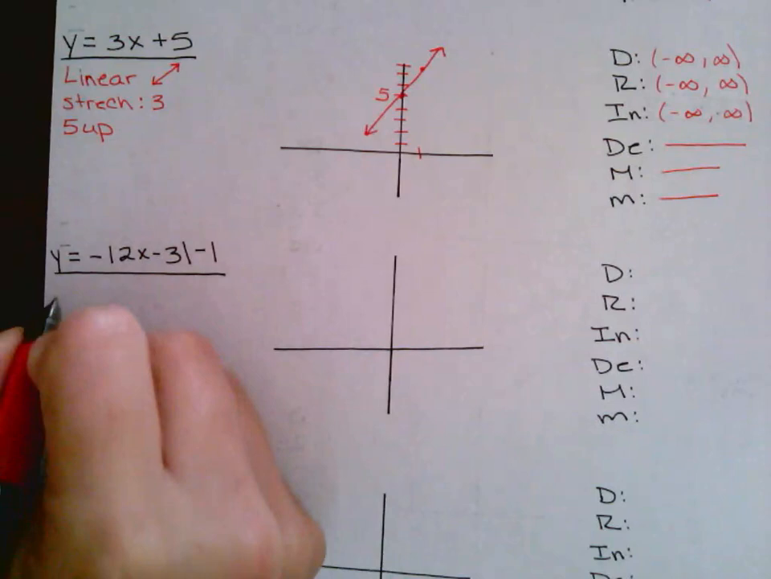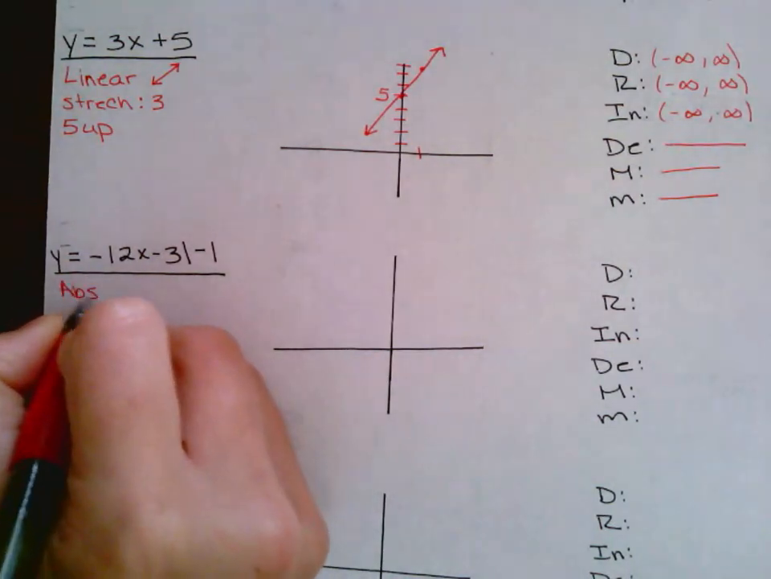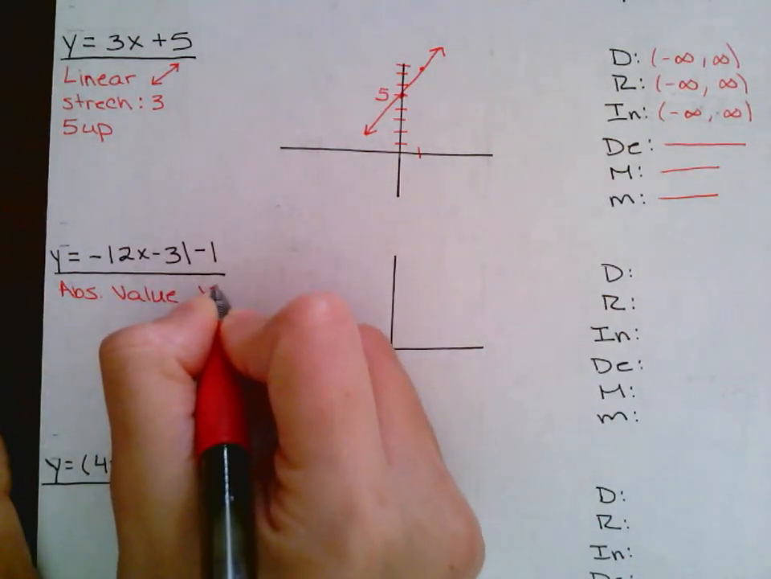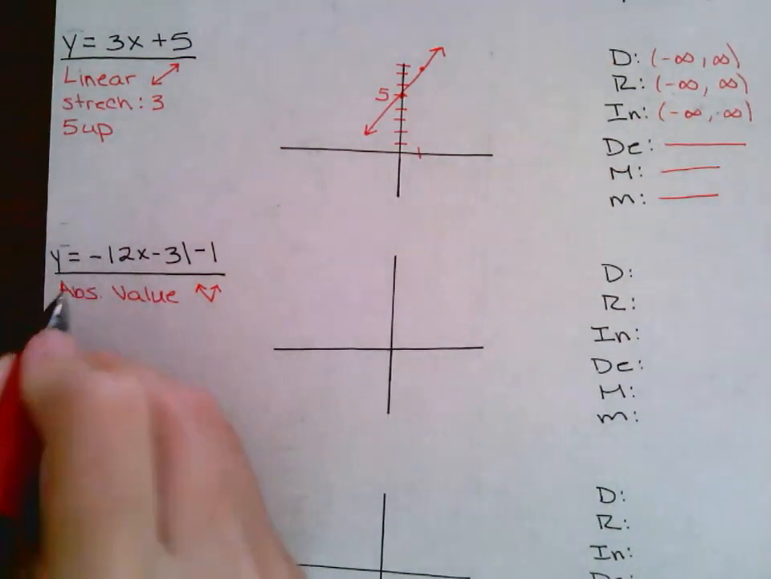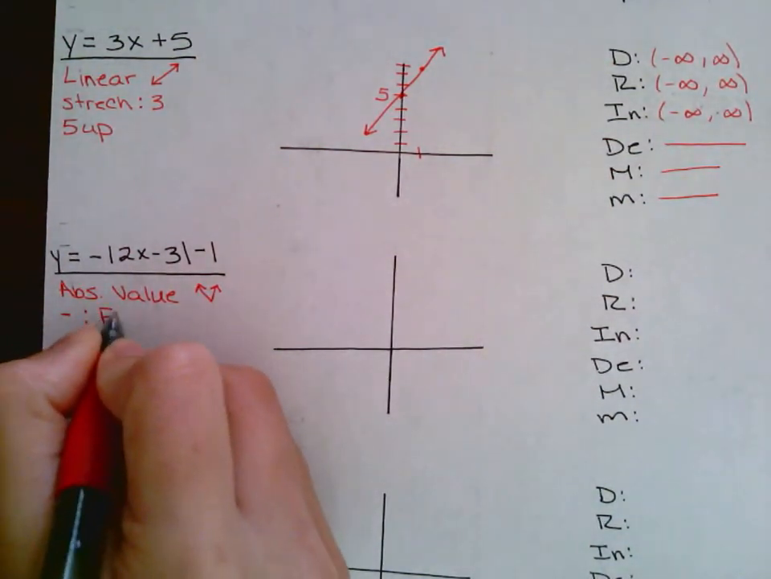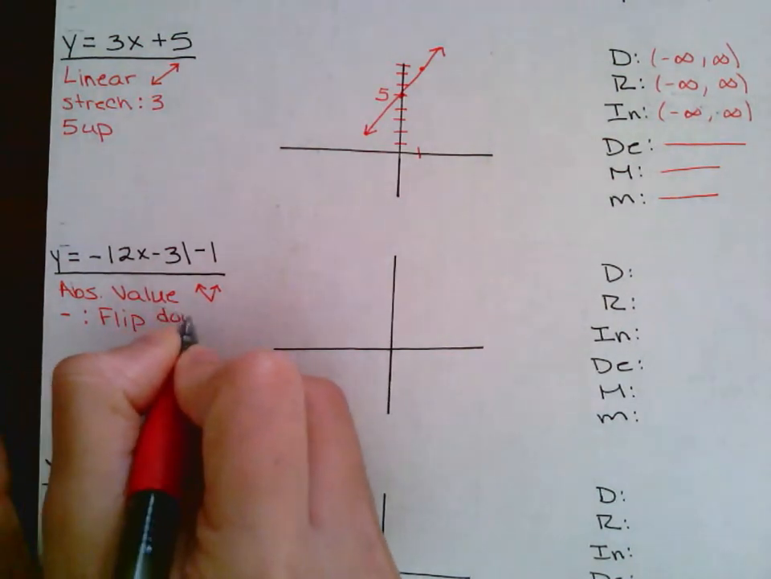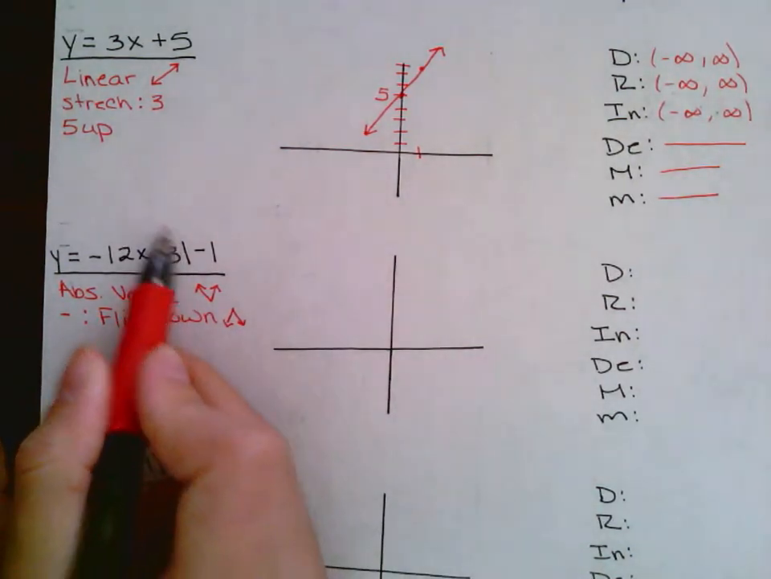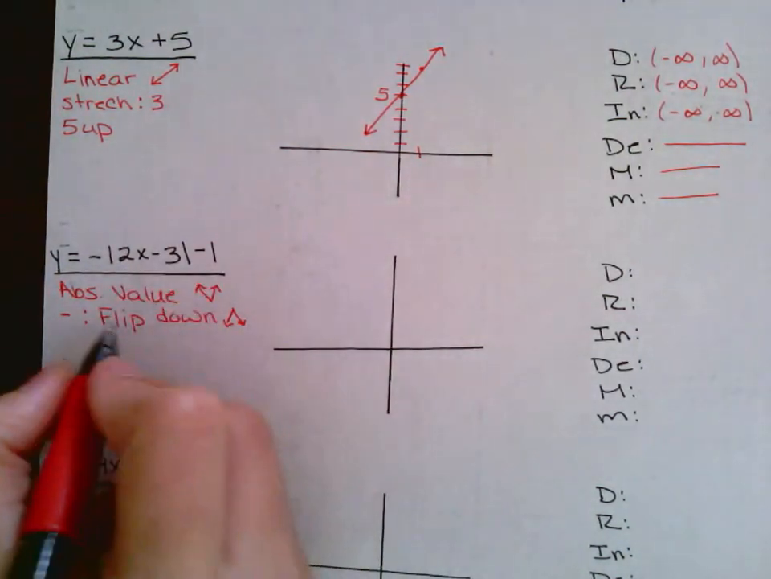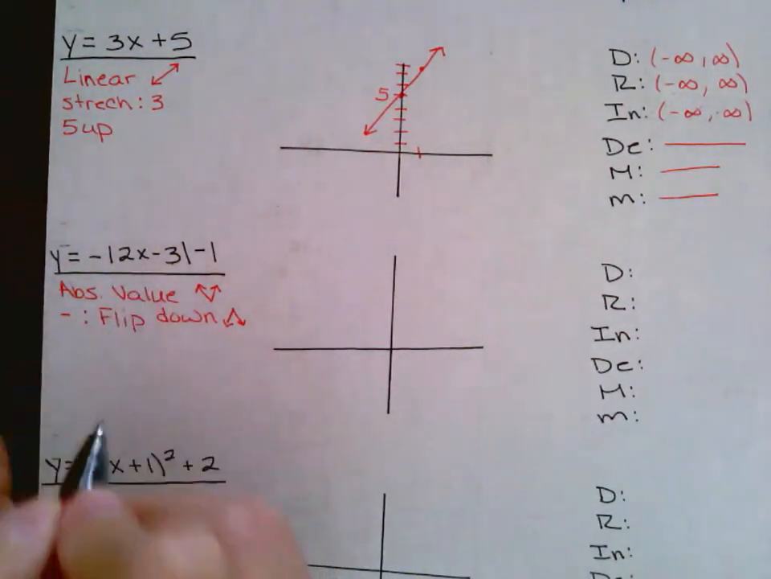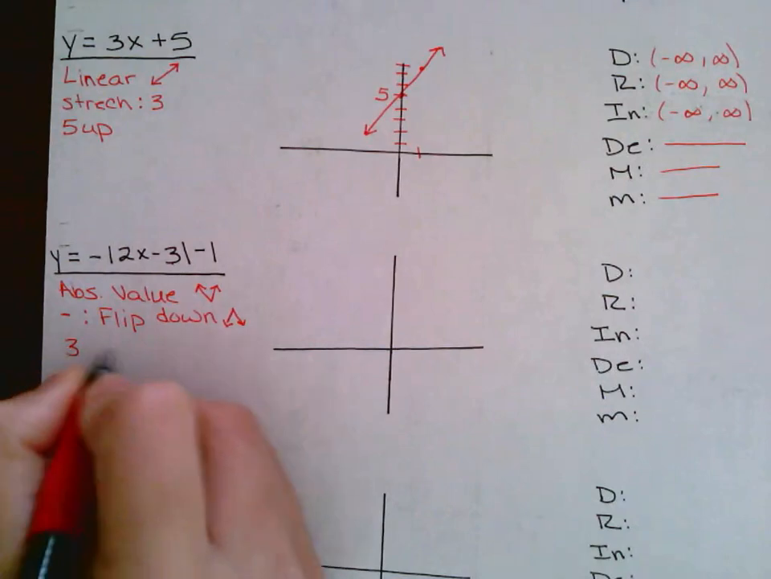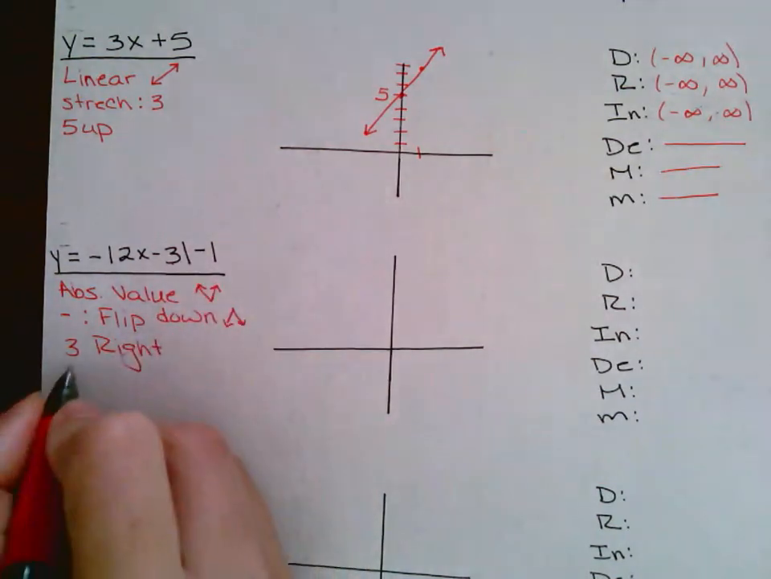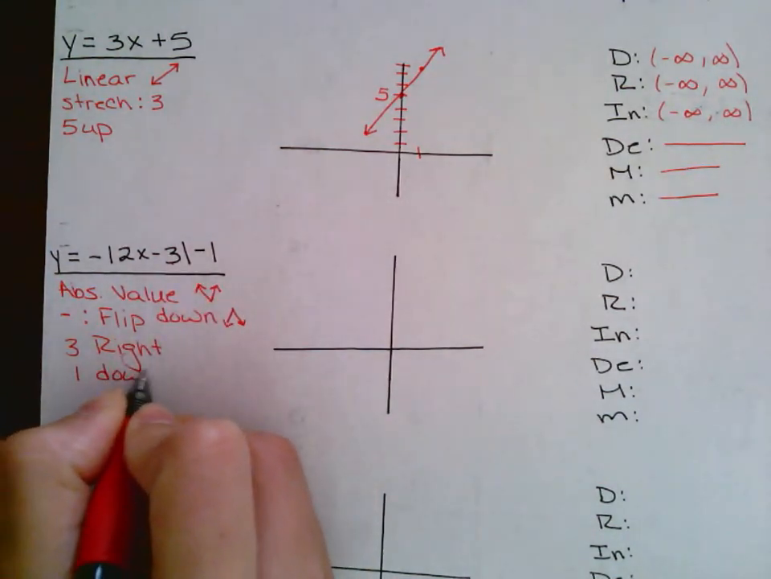Okay? So I see the absolute value bars. So I know that this is going to be like a V. Okay? Now that negative means that I'm going to flip. It's on the outside, so I'm going to flip down, which means it's not going to look like a V facing downward. That -3 is inside the grouping, so that's my H. So it's going to move 3 side to side, opposite the sign. So since it's negative, it's going to go 3 to the right. And that -1 is on the outside, so it's going to go 1, same sign, down.